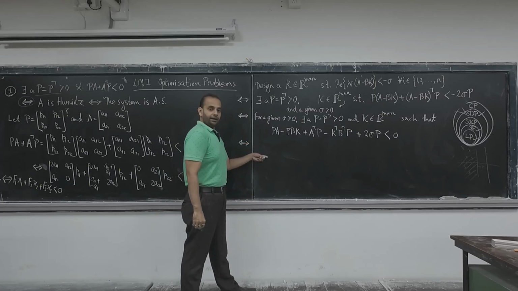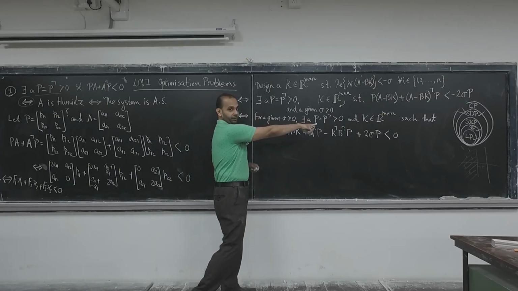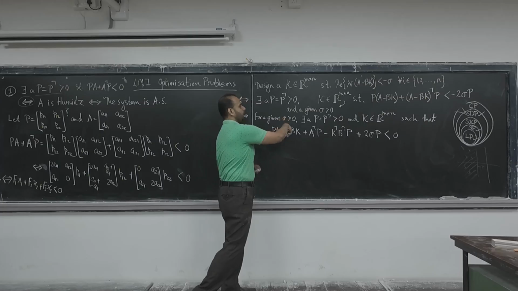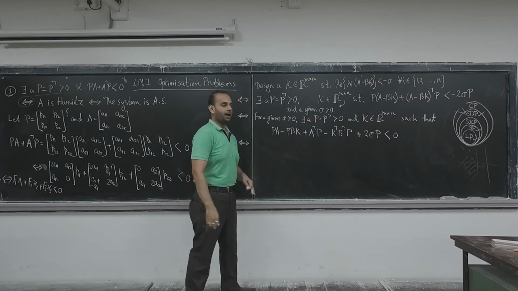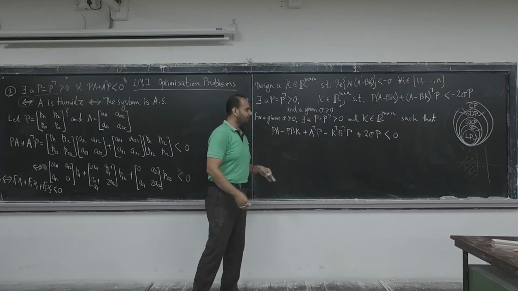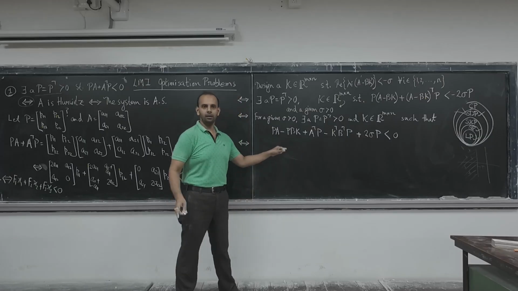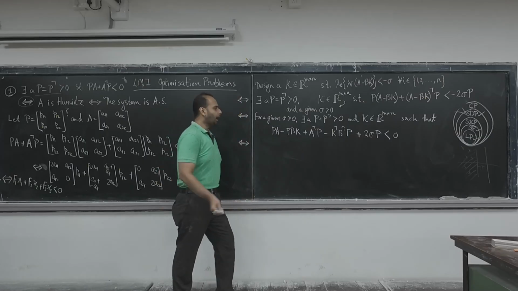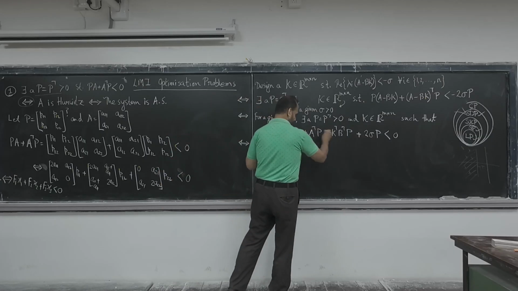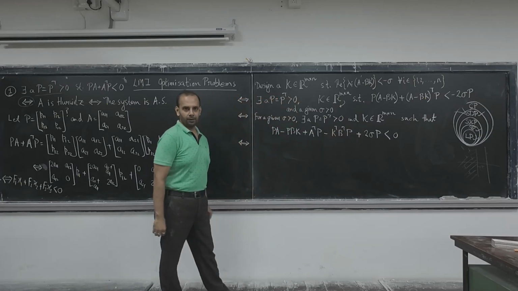Every line you should start with the prefix, okay? That is, for a given sigma greater than 0, all this, starting from the beginning up to such that. Simply this I am not writing here, but you should write everywhere. I am now simplifying, or simply working on the LMI only.